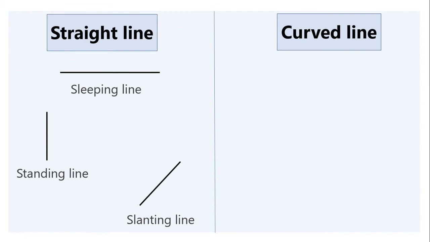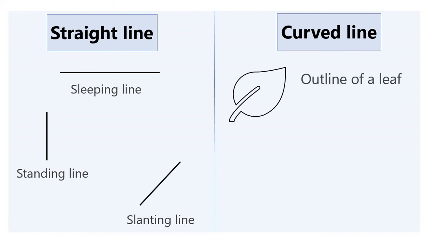It could be on a board. And examples for curved lines are, if you draw an outline of a leaf, that will be a curved line. And you may draw an outline of a coin, which is an example of a curved line. You can get a curved line by drawing the outline of a coin.